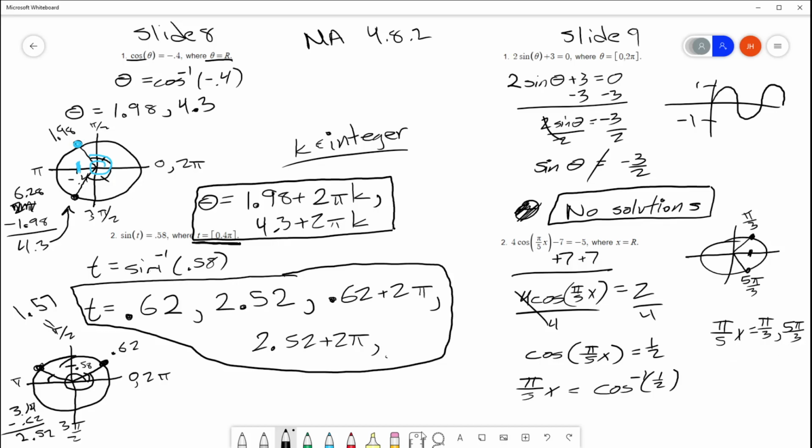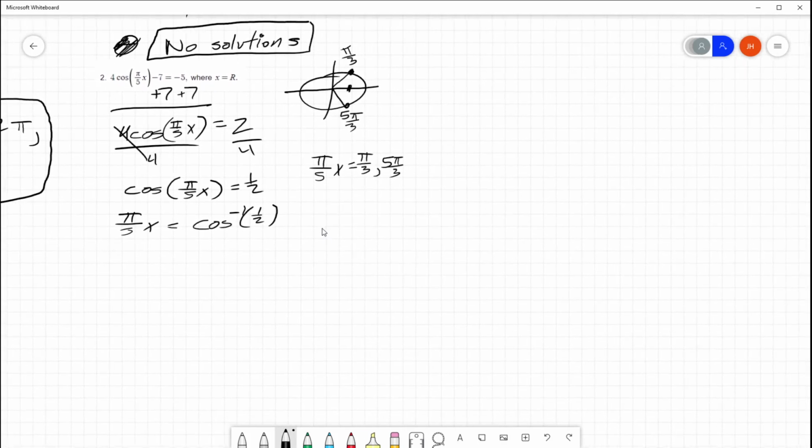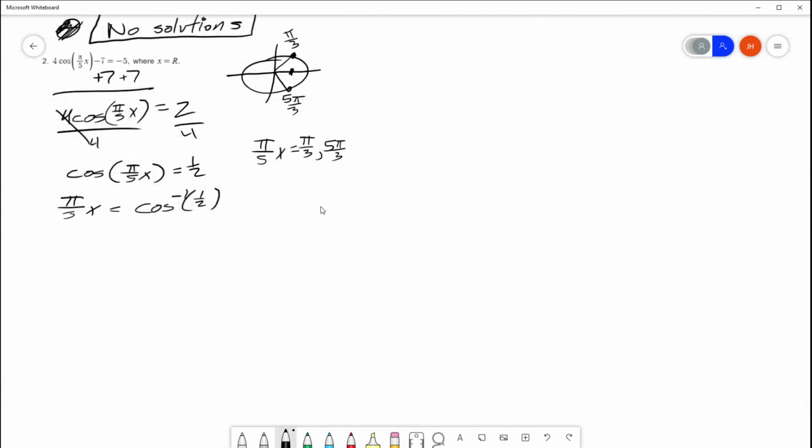Now, there's kind of two ways I can do this. I can proceed from here. I'm going to focus in on this problem here. There's two ways I can proceed, so I'm going to set myself up to solve it two different ways.